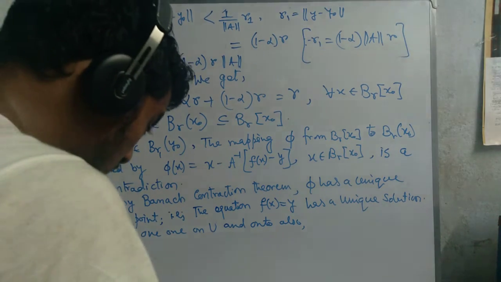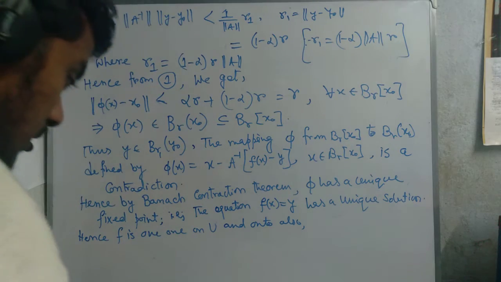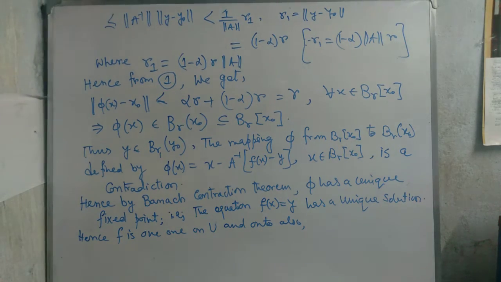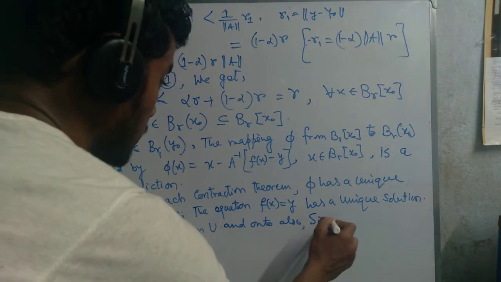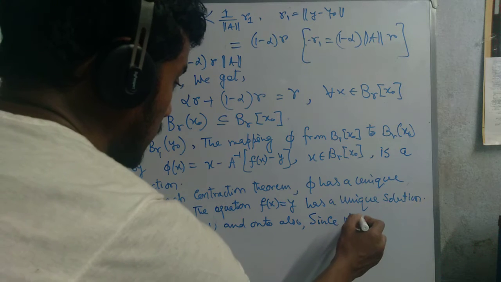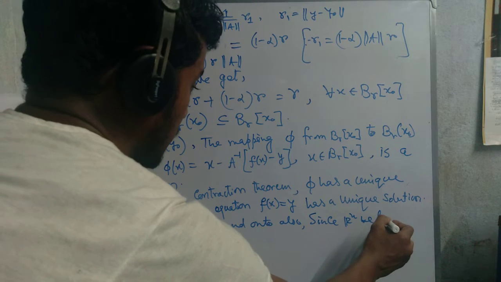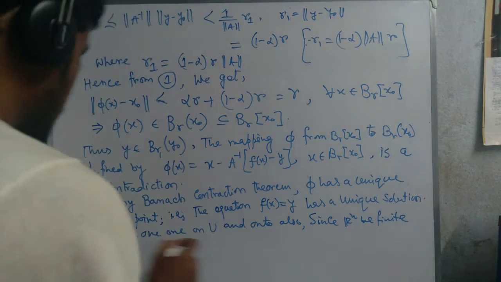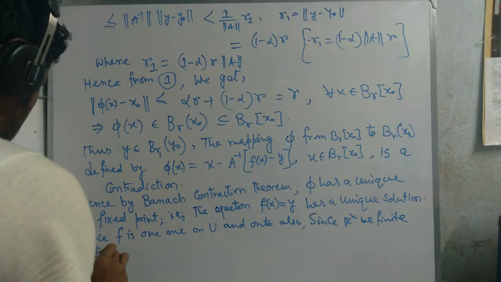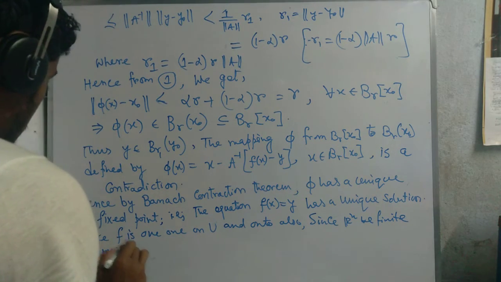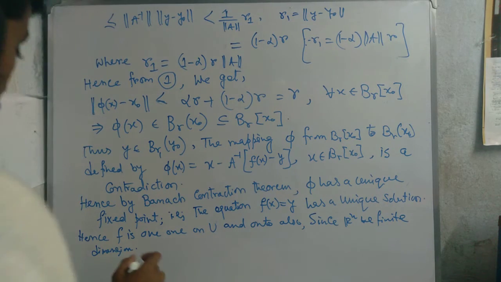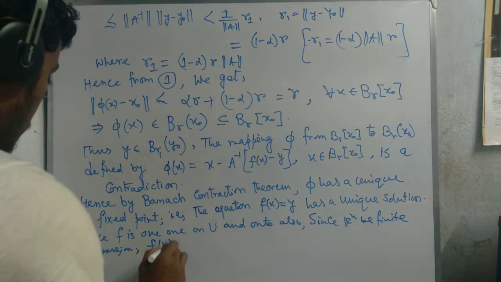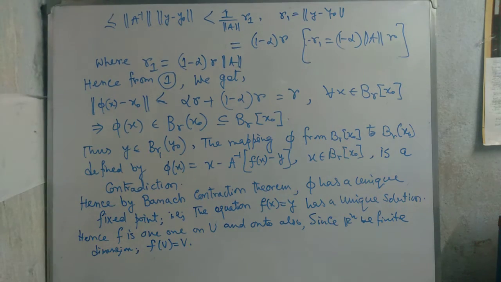Since R^n is of finite dimension, f maps R^n to R^m onto, so we get f(U) equals V.